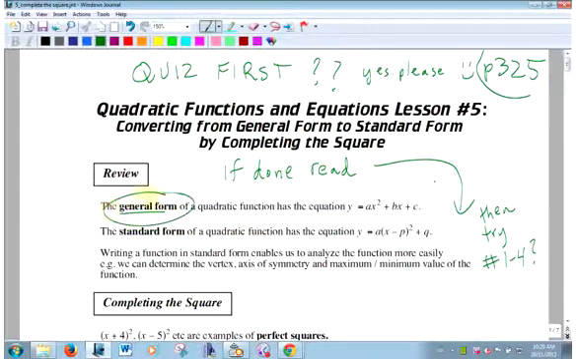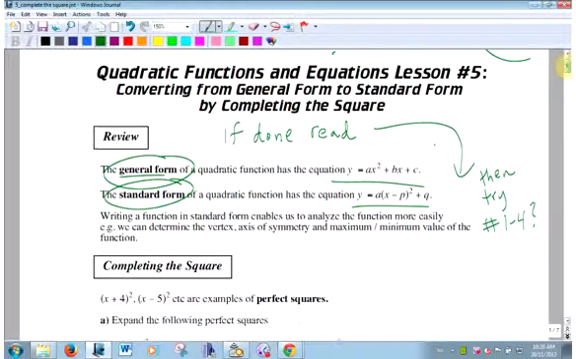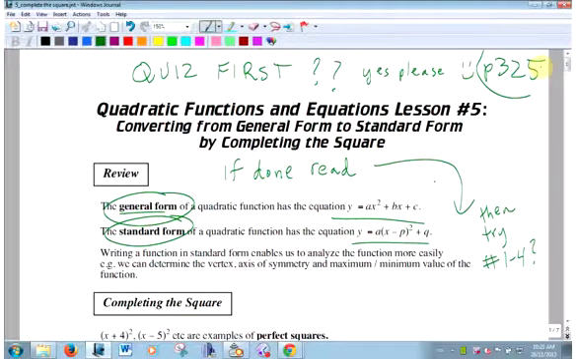A little review. General form, that's what it looks like. Standard form or vertex form, that's what it looks like. These are on your formula sheet. You don't have to remember it. Yesterday, I did standard form and converted that to general form. That's not too bad, right?